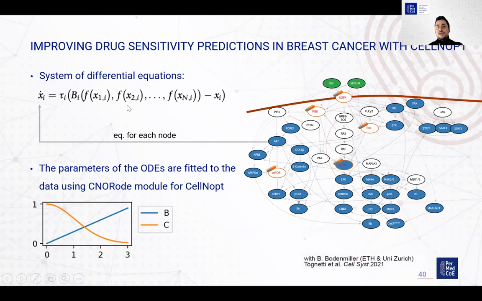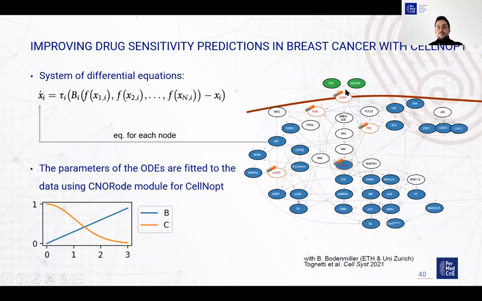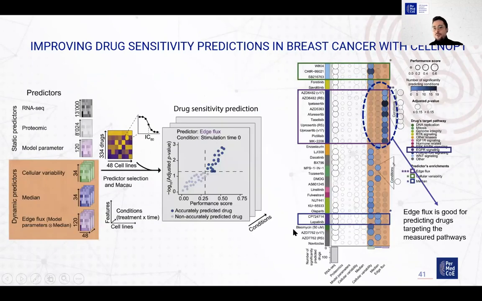So we have differential equations for each of those nodes and we have parameters on the edges. And so we have this kind of continuous representation of states, which is suitable because in this case we have continuous measurements over time for different markers. The cells were stimulated with EGF, and they were measured with different combinations, as I said, of five different kinase inhibitors. And one of the purposes of this work was to show how predictive are the features that we can get from those contextualized signaling networks for breast cancer, trying to improve the predictions of the sensitivity for different drugs on those cells.